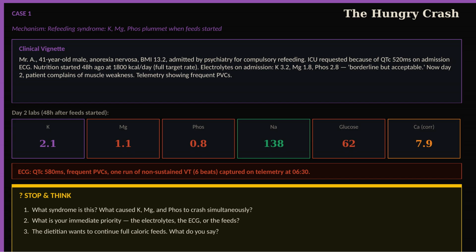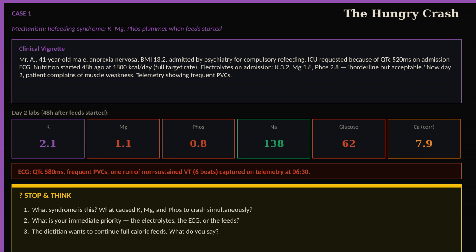Now day 2, he's weak, and telemetry is throwing frequent PVCs. The new labs, potassium 2.1, magnesium 1.1, phosphate 0.8, glucose 62, and the ECG now shows a QTC of 580 with a 6-beat run of non-sustained VT captured at 6:30 this morning.